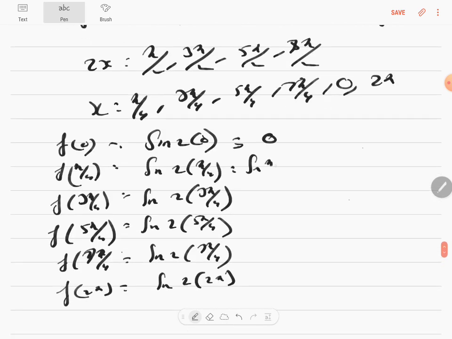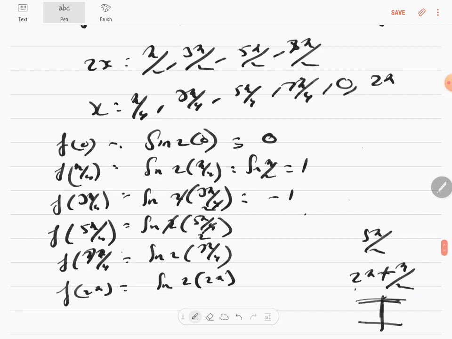This will be sine pi by 2, which is 1. This will be sine 3 pi by 2, which is minus 1. This will be sine 5 pi by 2. What is 5 pi by 2? Let me think. It's just 2 pi plus pi by 2. It's just in the positive x direction, then a positive y direction. So it's just 1. Correct?